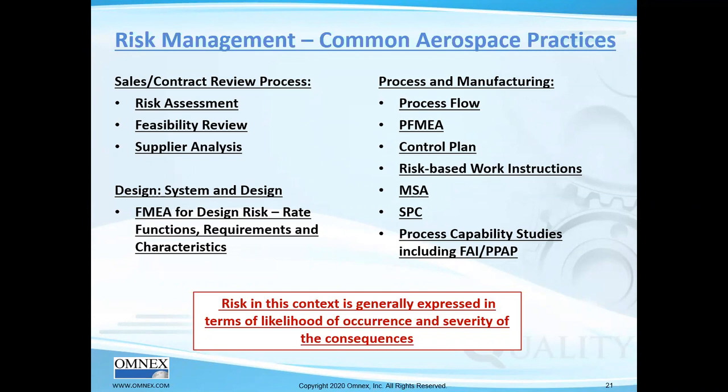Most of the time, everybody thinks of risk as the likelihood of occurrence and the severity. Right? How often is it going to happen to me? And if it does happen, how bad is it going to be? And then the next question is, what do we have in place to make it so it won't happen? Or what do we need to put in place?